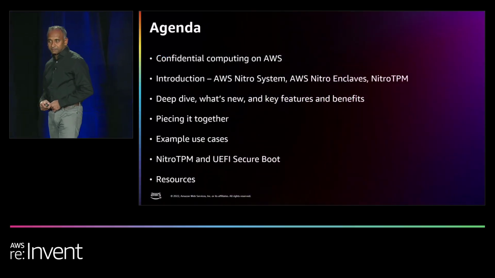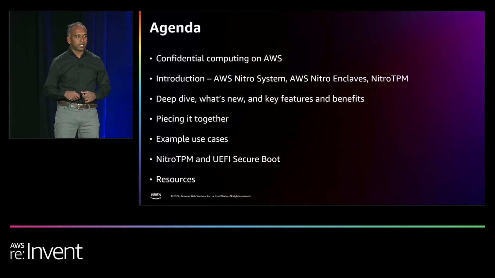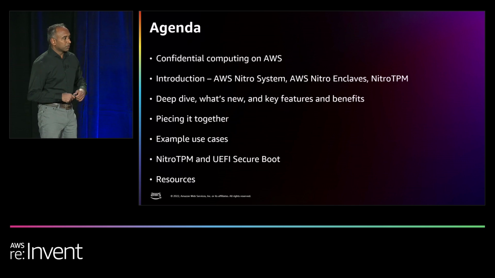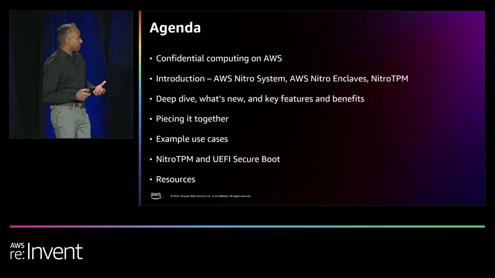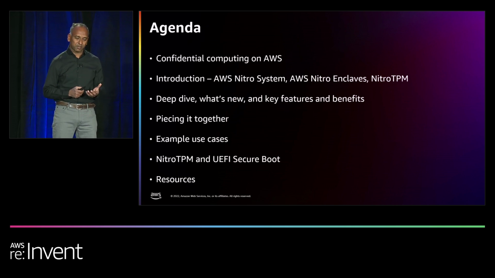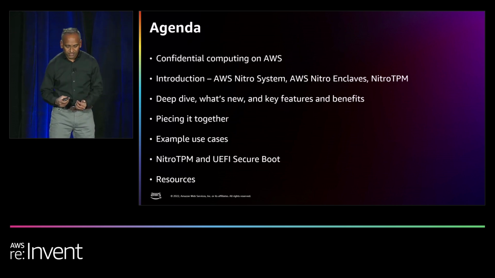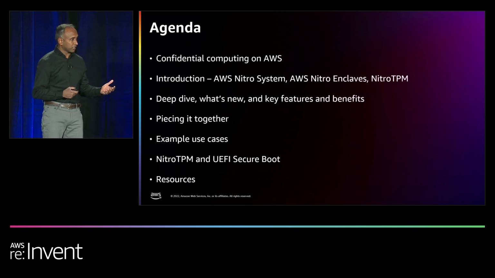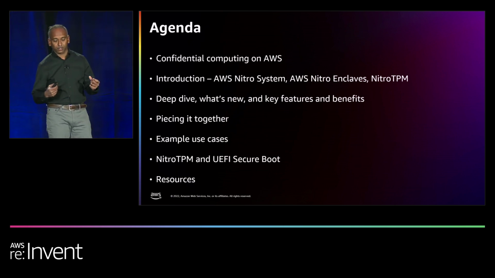Here's the agenda for today. We will start by introducing confidential compute on AWS. We'll then introduce the AWS Nitro system, AWS Nitro Enclaves, and Nitro TPM. We will then deep dive into Nitro Enclaves. We'll talk about how it's operationalized. We'll talk a little bit about what's new with Nitro Enclaves, and then close that out with some of the key features and benefits of Enclaves.